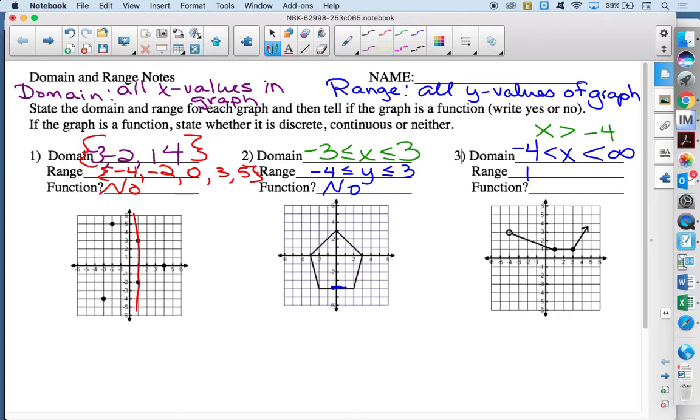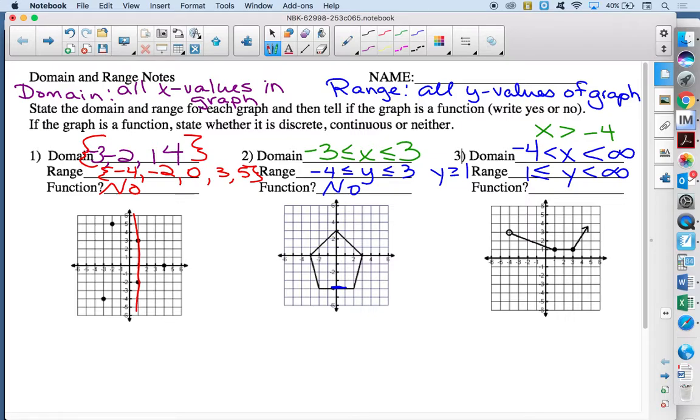And then Tyler, how high does it go? Infinity. So again, that one goes to infinity. Is the 1 a point of the graph? Yes, so that gets the equal to, and then the infinity does not. So you could have also said y is greater than or equal to 1. You could have written it like that. Because if it goes to infinity, it's going to go forever and ever and ever.